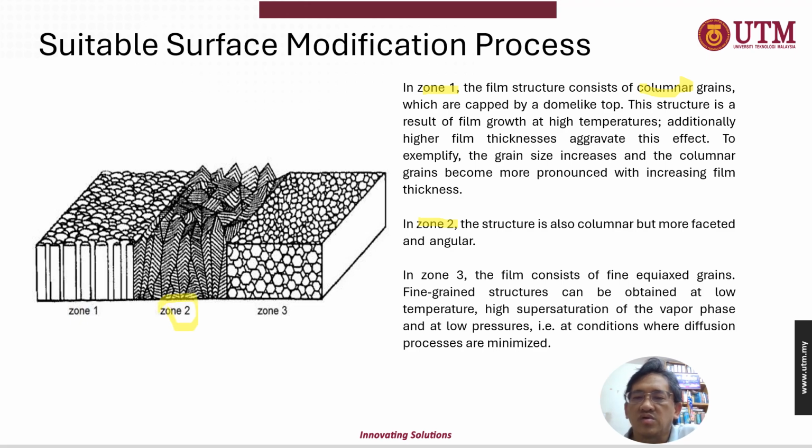In zone 2, the structure is also columnar but more faceted and angular. In zone 3, the film consists of equiaxed grains. The equiaxed grain structure can be obtained at low temperature, high supersaturations of the vapor phase, and at low pressure, at conditions where diffusion processes are minimized.